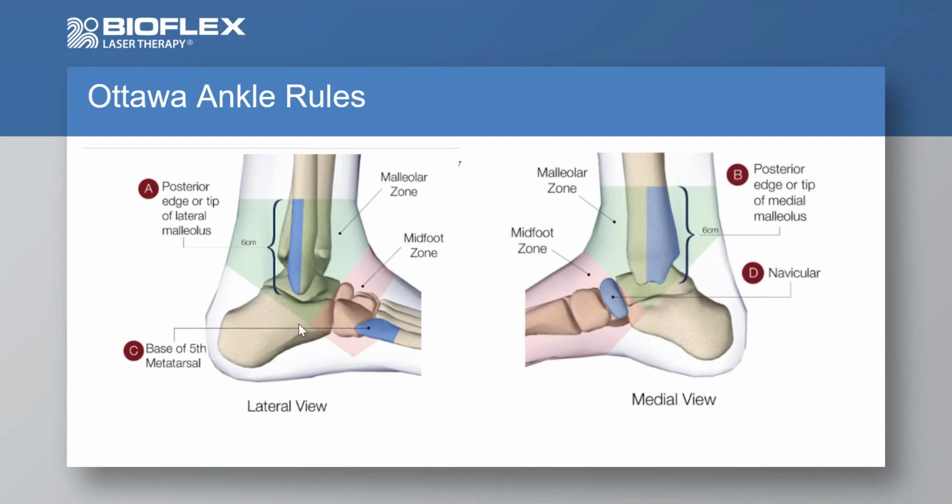And then you can also see the base of the 5th metatarsal, as well as the navicular bone. You should be aware of where to palpate those particular structures and if there's any pain in those areas as well, which would lead you to sending the patient for an x-ray.